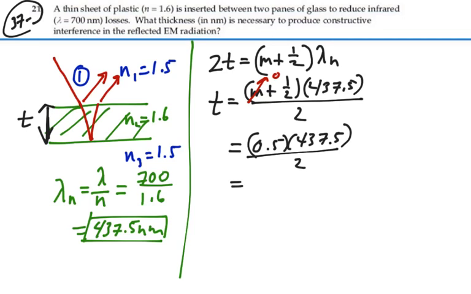That gives me 109.4 nanometers. So that's 109.4 nanometers. That'll be our thickness of the plastic that will hold in the 700 nanometer light and hence keep the room warm. 109.4 nanometers.